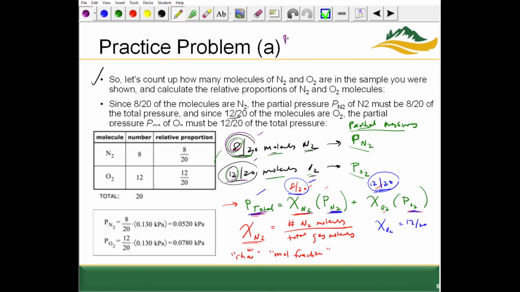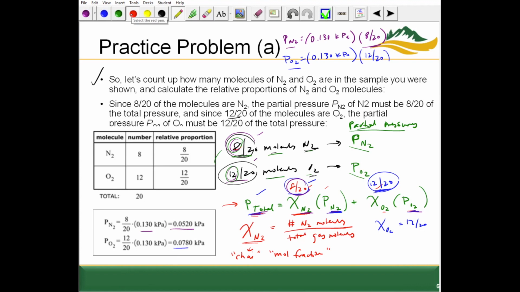So the partial pressure of N2 then, we know the total pressure is 0.130 kilopascals. From that total pressure, 8/20ths of it comes from N2. So we write this in here to solve for the partial pressure of N2. That comes out to 0.0520 kilopascals. Then for O2, we know the partial pressure of O2 is going to be the total pressure, then 12/20ths of that total pressure is from the partial pressure of oxygen. This comes out to 0.0780 kilopascals.